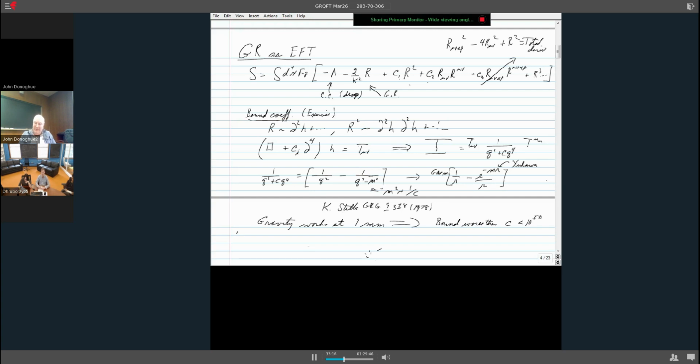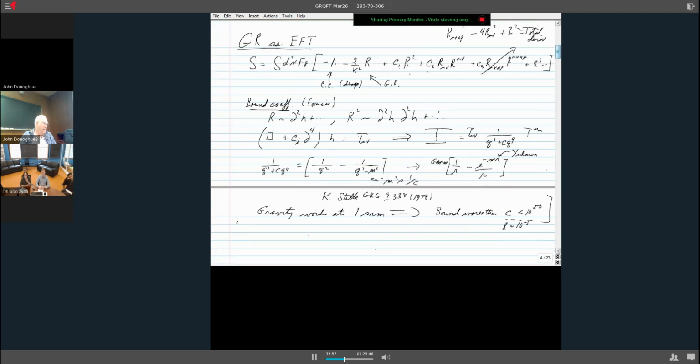And I'll let you do your own bound, but the bound is worse than c being less than 10 to the 50. Okay, so this is a bad bound. It's actually many orders of magnitude worse, but I'm trying to do this as an exercise. Do it yourself. So I'm just telling you it's worse than that.